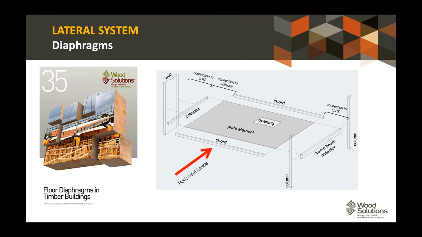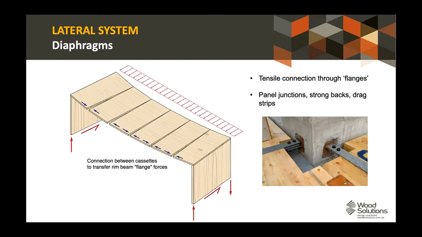So in this case, you have a plate element, which is your sheathing, which you need to ensure is sufficiently connected together to avoid shear deformation. We have the top and bottom chord, which needs to be connections between your individual floor elements. Then we have collectors back to your lateral stability system. This is a really clear diagram, I think.